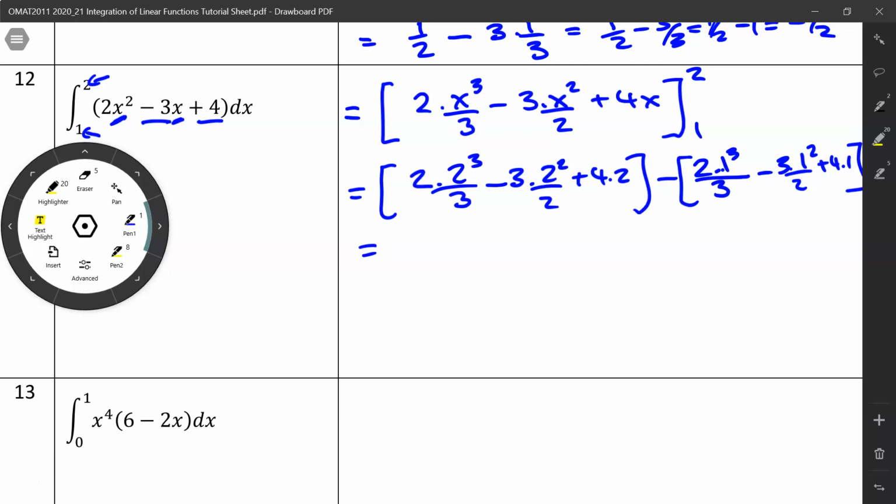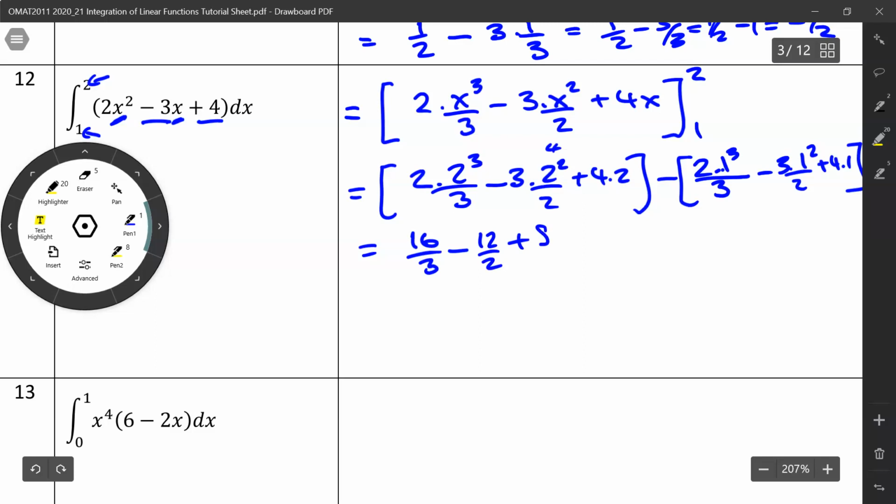So 2 times 2 cubed is 8. 2 times 8 is 16 over 3, minus 2 2s are 4, 3 4s are 12 over 2, which will be 6, plus 4 times 2 is 8. And that's minus, here I have 2 times 1 cubed over 3, so it's 2/3. Minus this one is minus 3 over 2, and this one over here is plus 4.